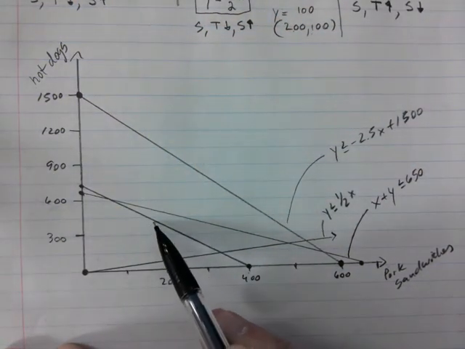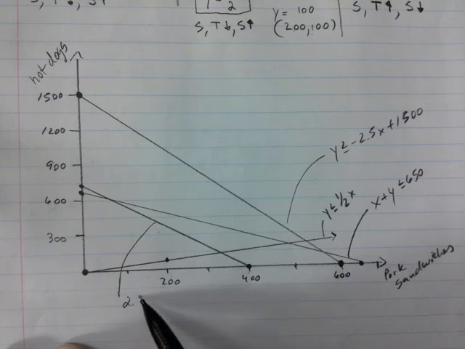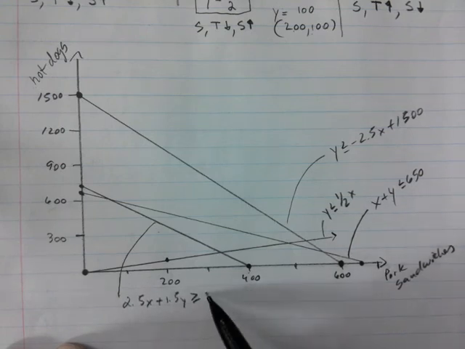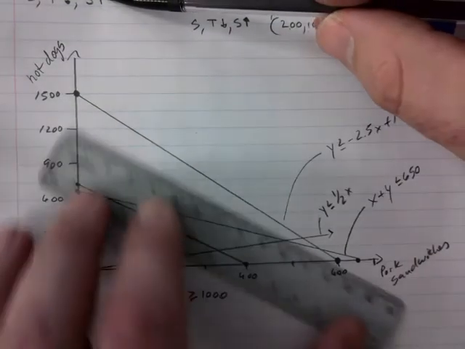And so this line, I'm going to have a line going out of it, just saying that this is 2.5x plus 1.5y is greater than or equal to 1,000. Kind of looks scary, but one at a time. Okay, let's do the shading. So the first one, shade above.